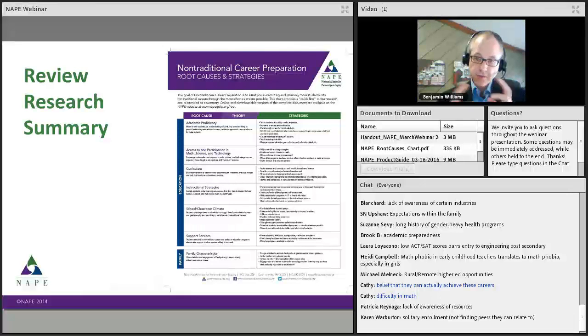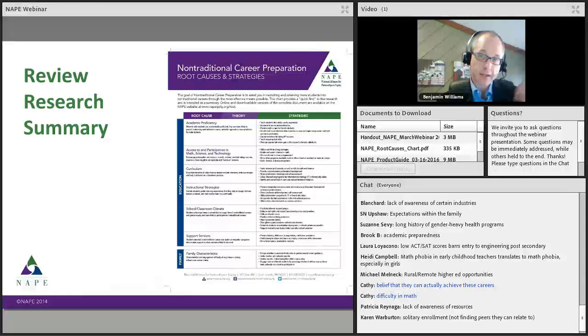And they fit into 5 different categories. The educational environment, which can include things like academic proficiency or access to and participation in math, science, and technology courses. It could have to do with instructional strategies, which is something my colleague Dr. Megan Pollack will be talking about shortly. Support services, as well as classroom and school climate.